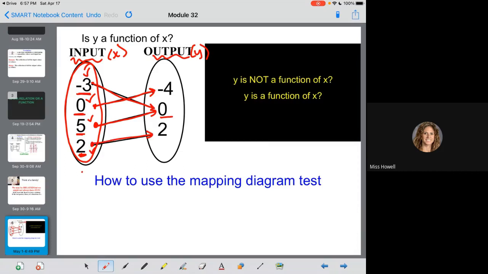So the shortcut is, in the input part of my diagram, is there only one arrow attached to each number?